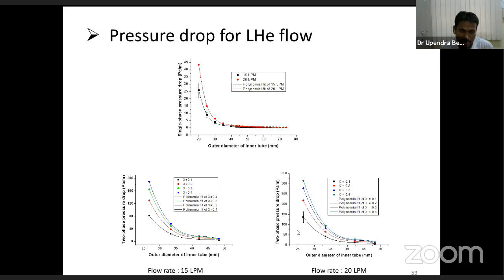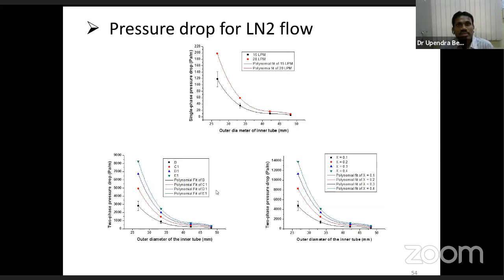Of the liquid of the inlet condition. Then we have also calculated the pressure drop for liquid nitrogen flow, and this is a little higher compared to liquid helium flow. For single phase flow, it is around 110 pascal per meter, and for 20 liters per minute, it has come around 200 pascal per meter.